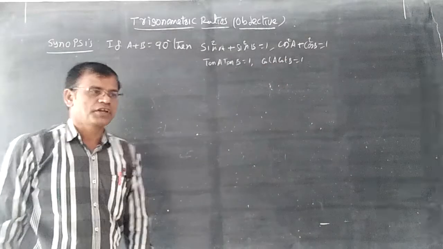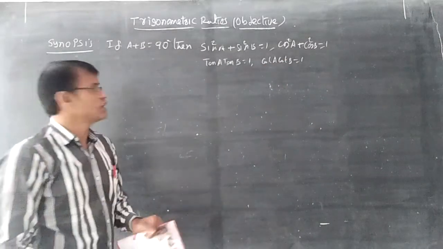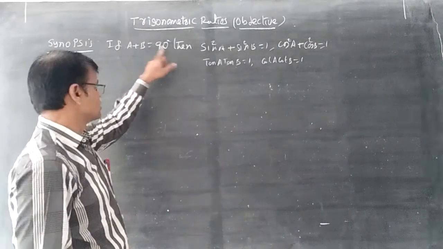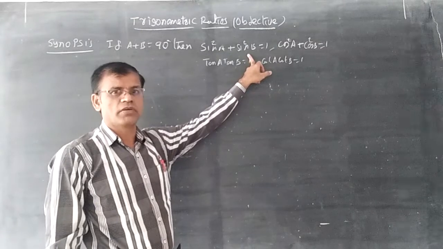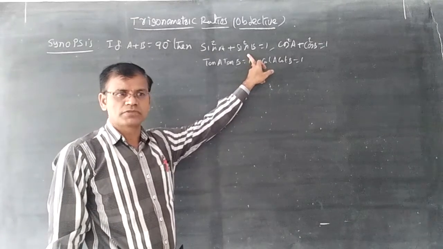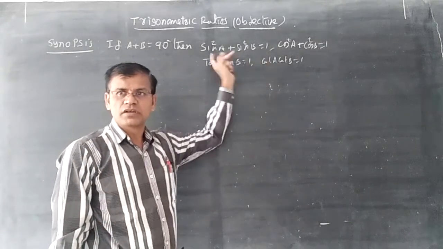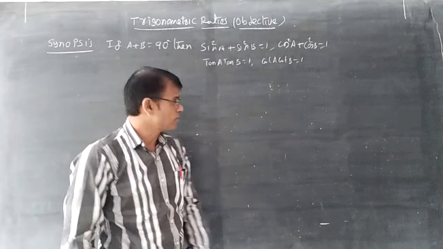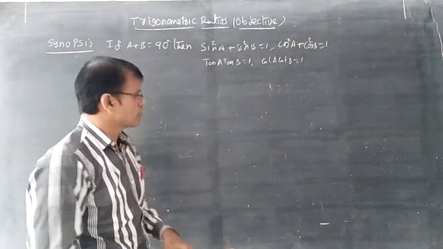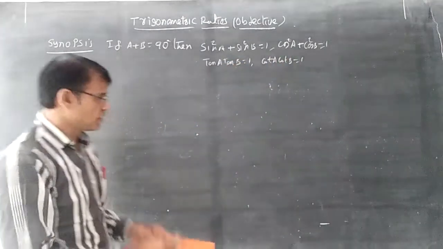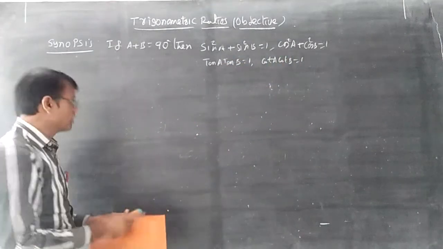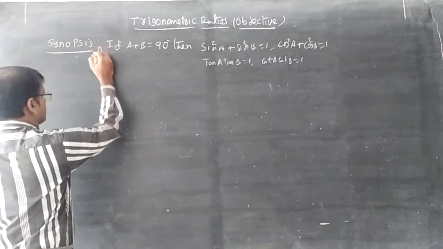If a plus b is equal to 90 degrees, for example, b is equal to 90 minus a. Instead of sin square b you can substitute sin square of 90 minus a. Sin of 90 minus theta becomes cos theta, so it is cos square a, and sin square a plus cos square a becomes 1. In a similar way you can understand everything: cos square a plus cos square b equal to 1, tan a into tan b equal to 1, cot a into cot b also equal to 1. This is the first point.